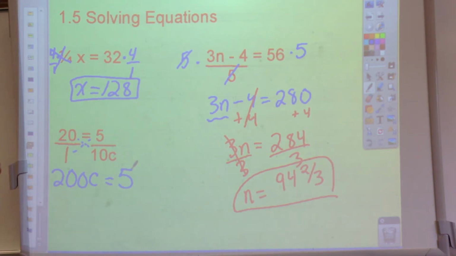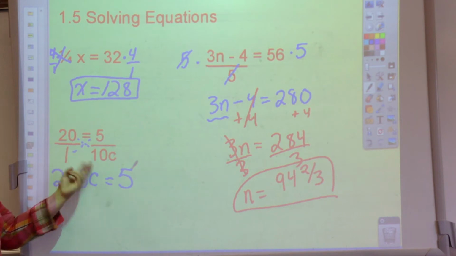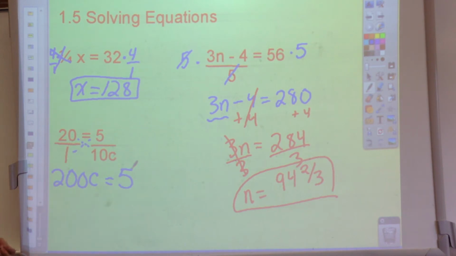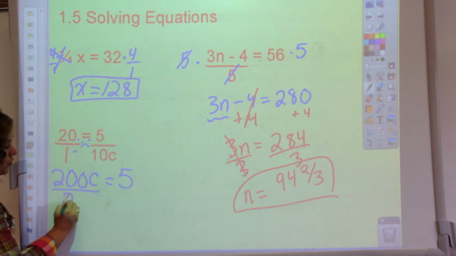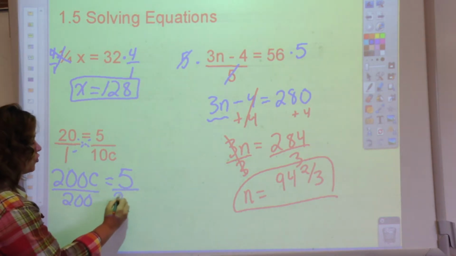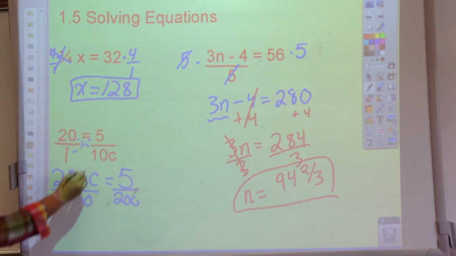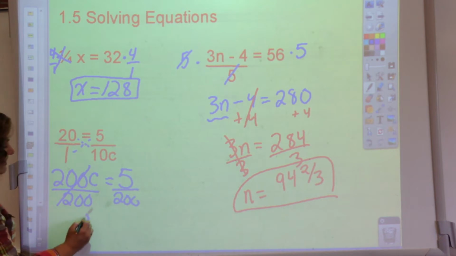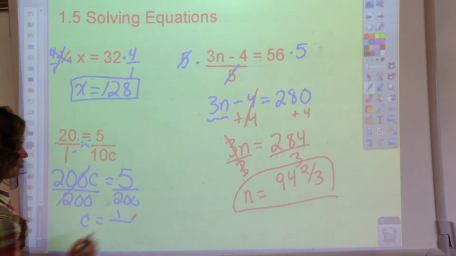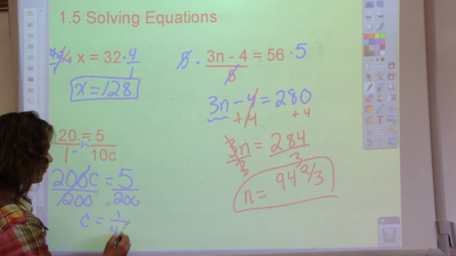Now I'd like to make note that this only works when you have two fractions set up equal to each other. Now in order to solve, we'll divide by 200, which is the opposite operation of multiplying by 200. And when I reduce, I should get 1 over 40.